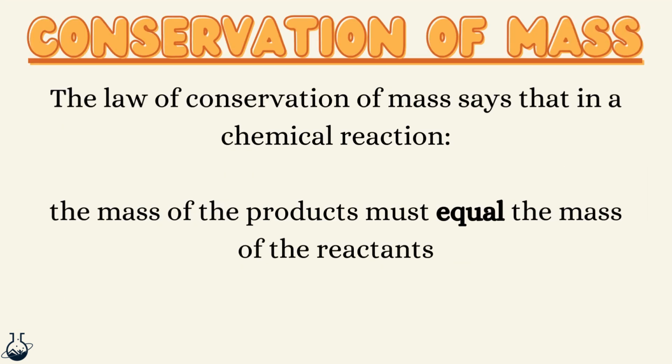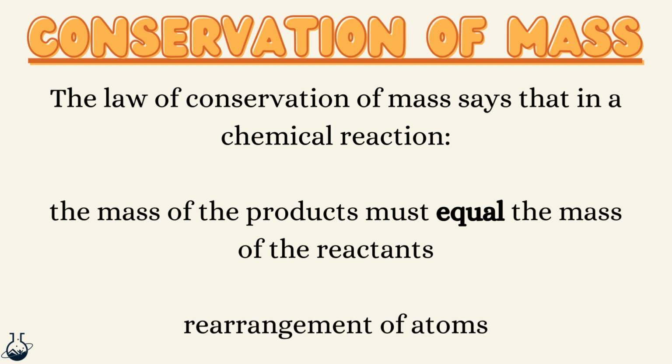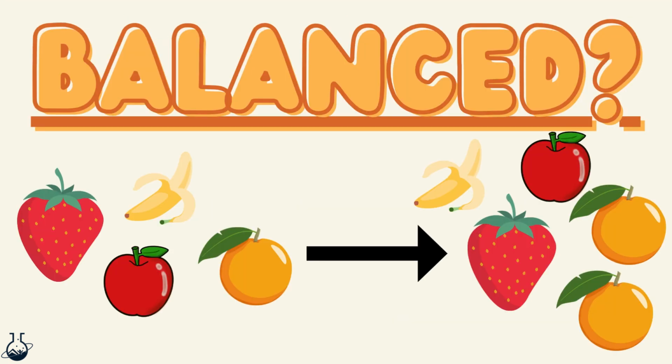This is the conservation of mass, which says the mass of products before a reaction must equal the mass of reactants. There is no change in mass, but there may be a rearrangement of atoms. Let's look at some examples. We won't dive into the chemistry just yet.